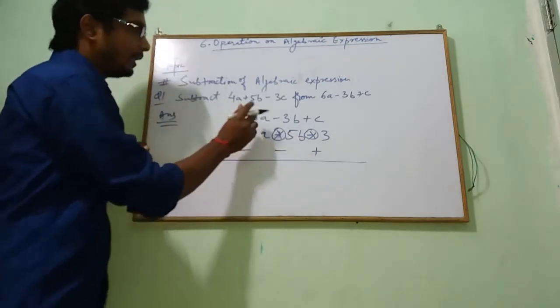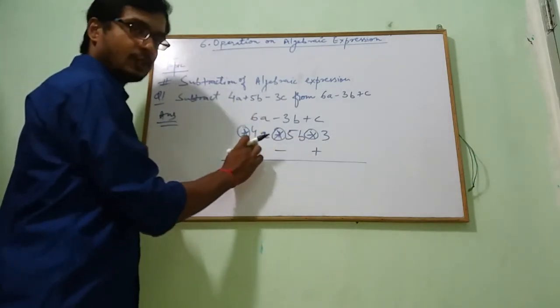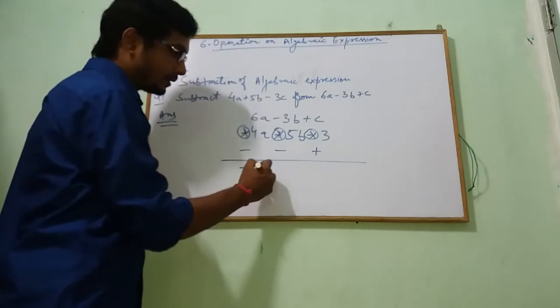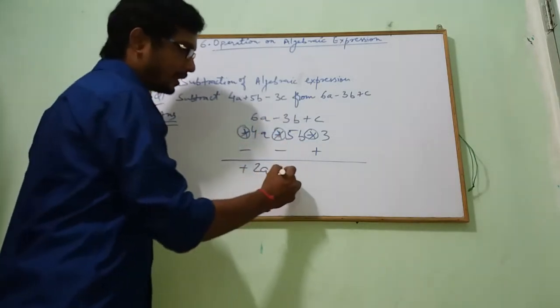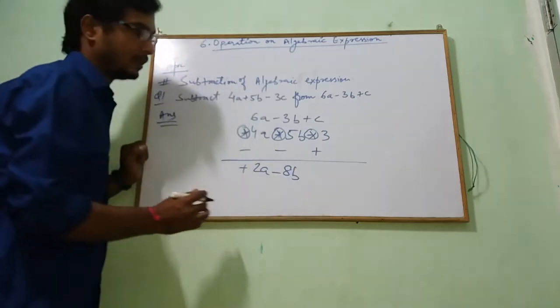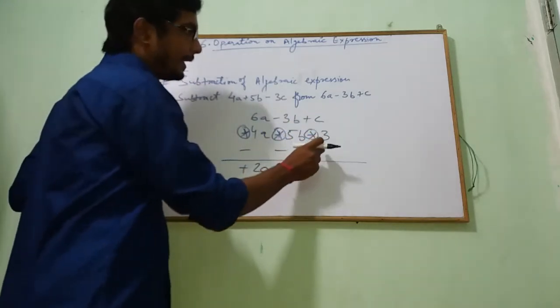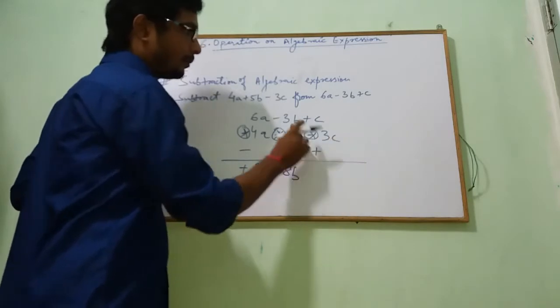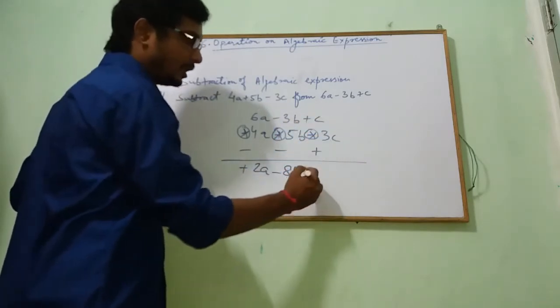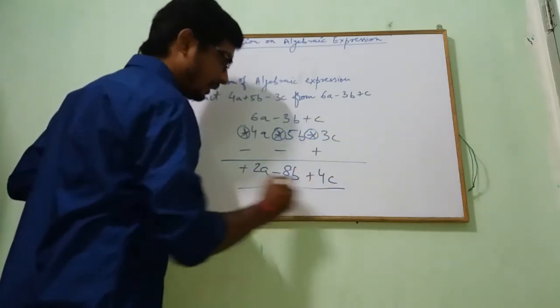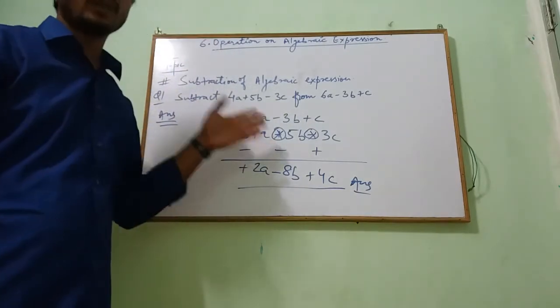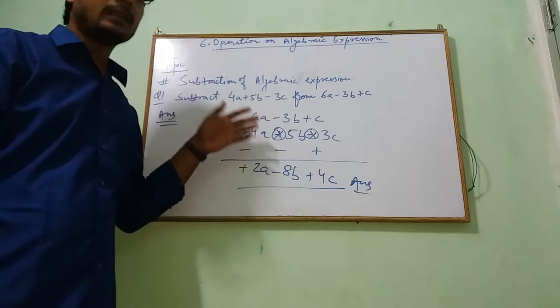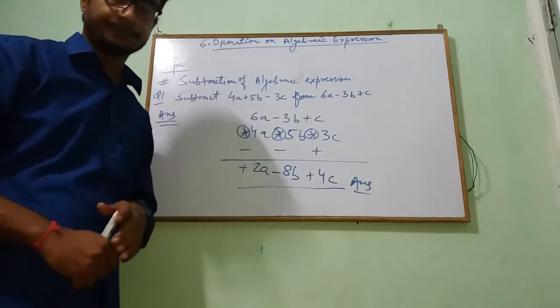So you can see here it is plus 6a and then minus 4a, so it becomes plus 2a. Here you can see minus 3b minus 5b, it becomes minus 8b. Here it is plus c and plus 3c, it becomes plus 4c, and that will be my answer. This is the column method. Now let's see the row method.